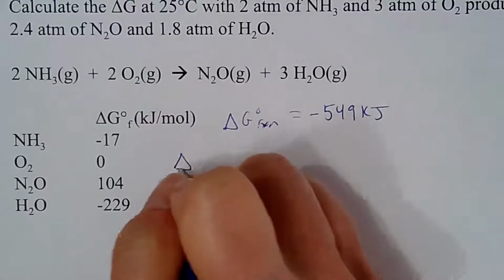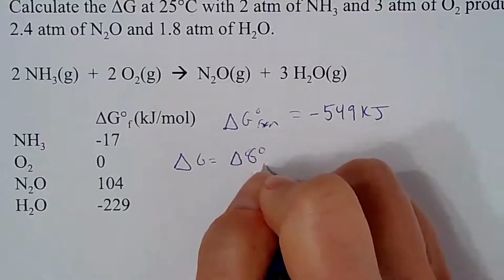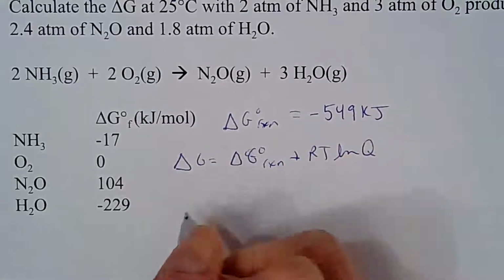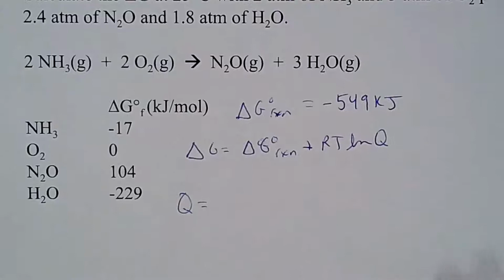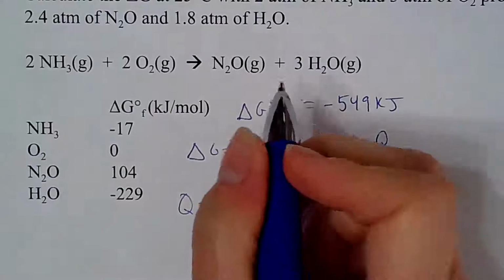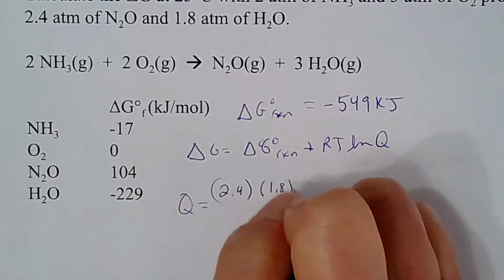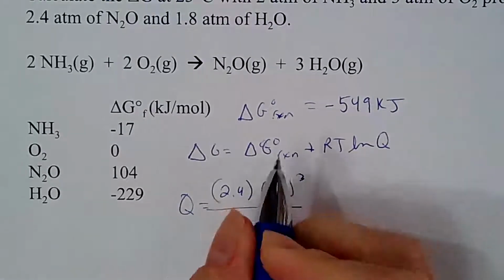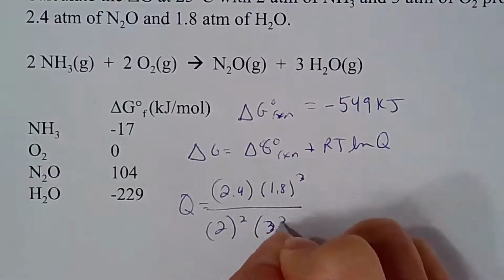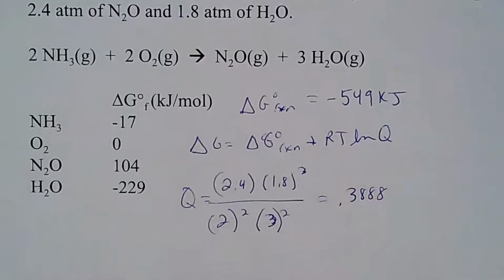So I'm going to plug that into this new equation. Delta G at standard conditions plus RT ln Q. So I have to find my Q. Q again is going to be products over reactants, going back to our equilibrium days. So 2.4, 1.8, and there are 3 water molecules, so I have to cube that, over 2 squared, 3 squared. Q comes out to be 0.3888.